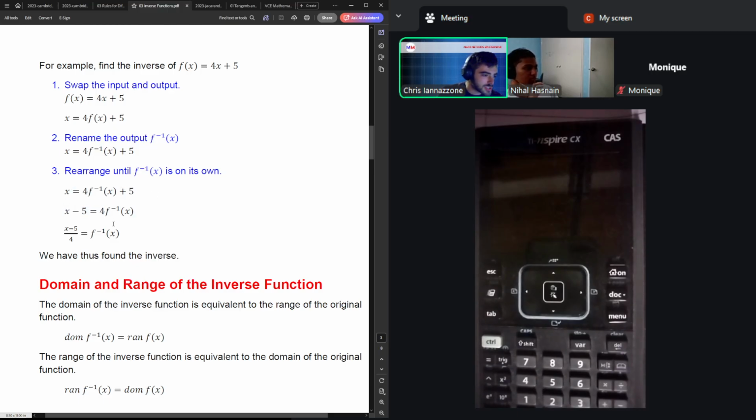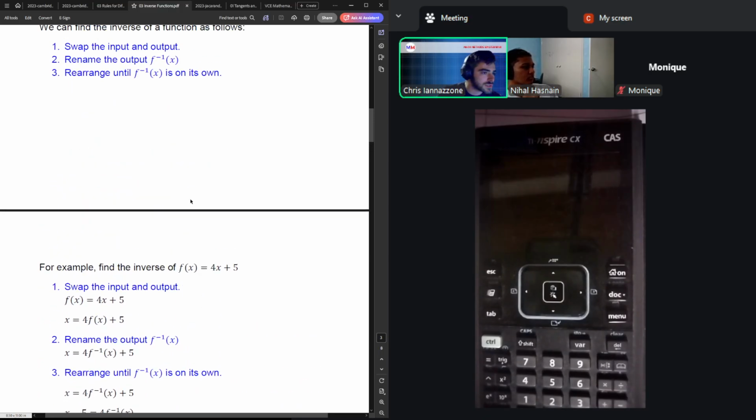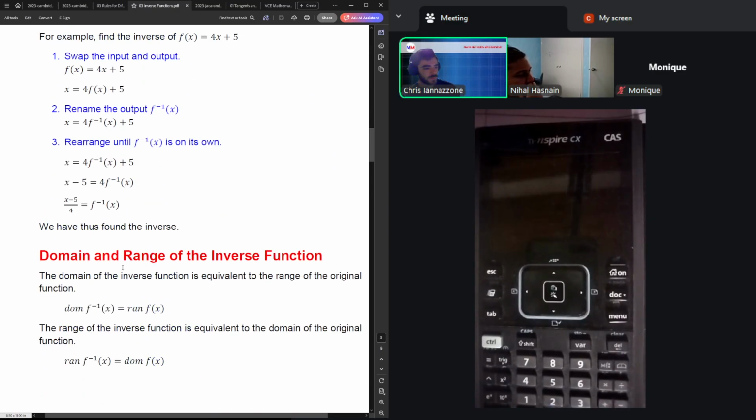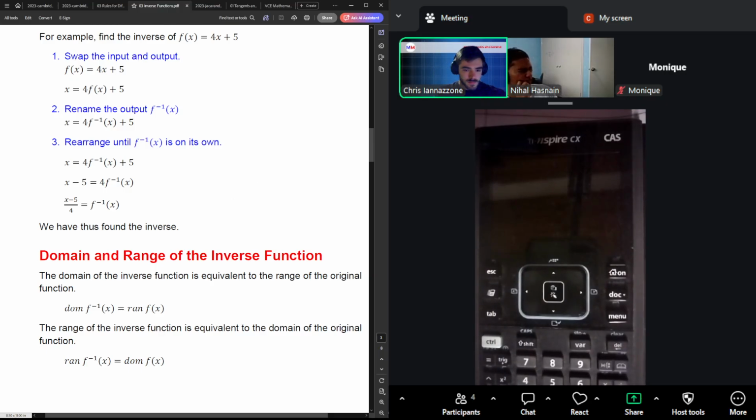And then, yeah, rearranging. I mean, this is just linear algebra. There's nothing too much to go on. Subtract the 5, divide by 4, and you now have your inverse function. You've essentially performed that reflection across the line y equals x. Any questions about the fundamentals so far?